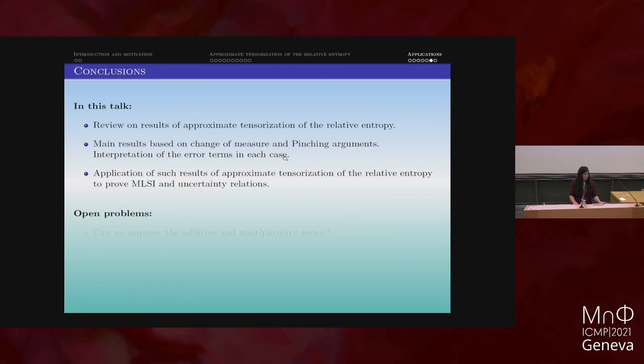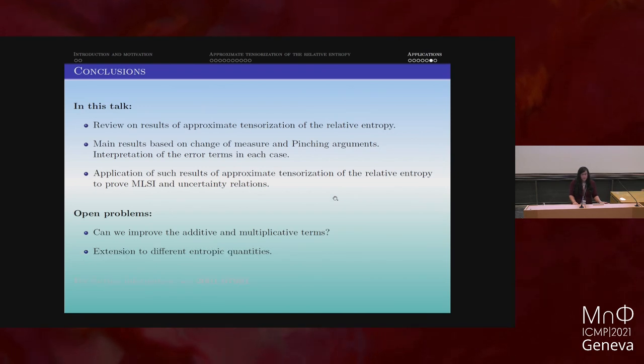And there are many open problems that come from this talk. One of them is, for example, whether we can improve the additive and multiplicative terms, because this would be desirable. And this is actually what we do in a subsequent paper, where we managed to prove some MLSI in a much more general context. And of course, something really interesting would be to know if one can do something similar for different entropy quantities that have applications to other functional inequalities or other purposes.